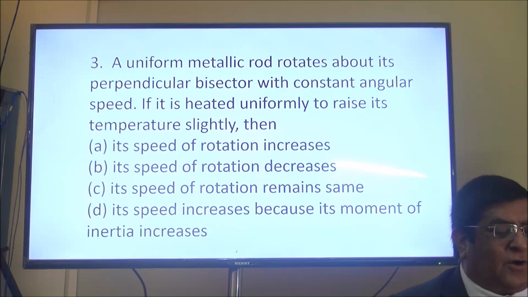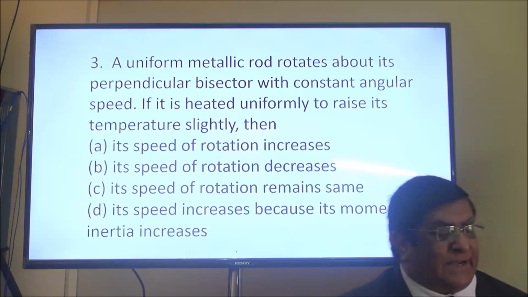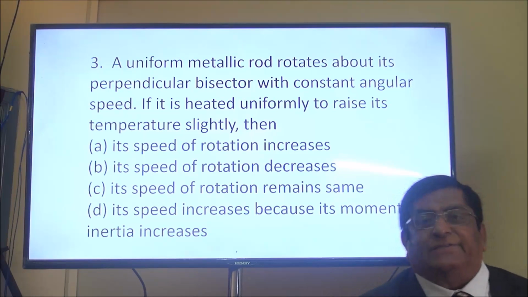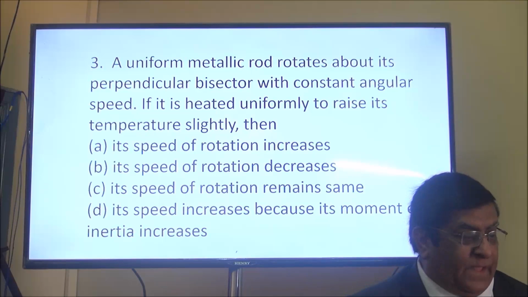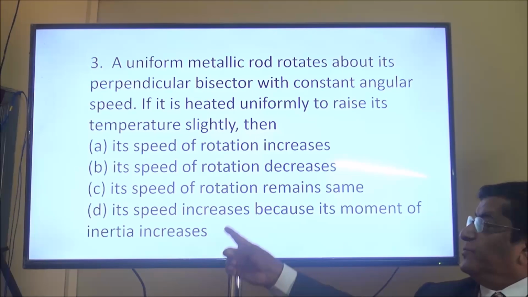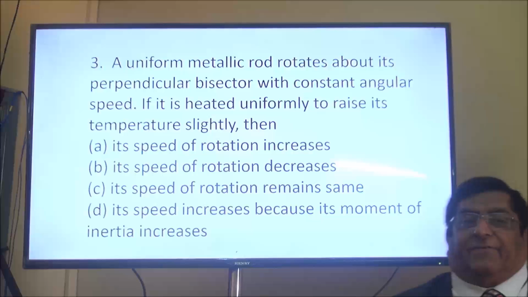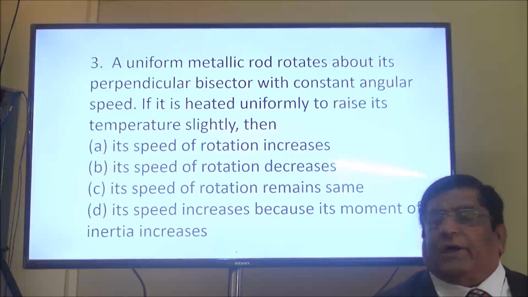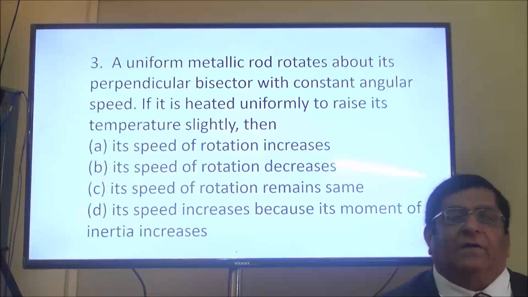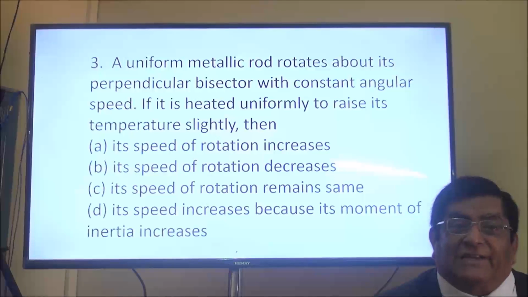A uniform metallic rod rotates about its perpendicular bisector with constant angular speed. If it is heated uniformly to raise its temperature slightly, then what are the following 4 effects? You have to choose one of these effects. Okay, we know what will happen with the increase of temperature. What will increase? Length will increase.